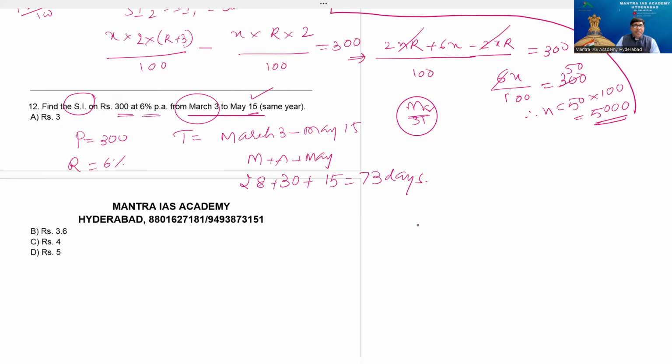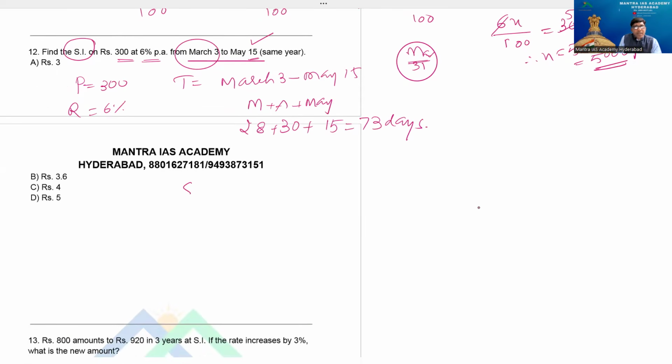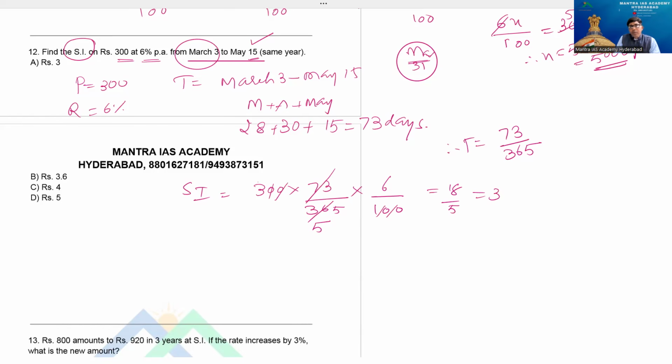Now the data is very clear. Time is mentioned, so automatically you can find the SI value. Simple interest is equal to principal, which is 300, times time, which is 73 by 365. I told you, when the time is in years, days to years conversion is 73 by 365. Time is equal to that, over the rate, which is 6%. So now do the calculation, Baba. 73 5s are 365, so these zeros get cancelled here. 3 into 6 is 18, by 5 is 3 rupees 60 paisa. So 3.6 is the right answer. That's option B.